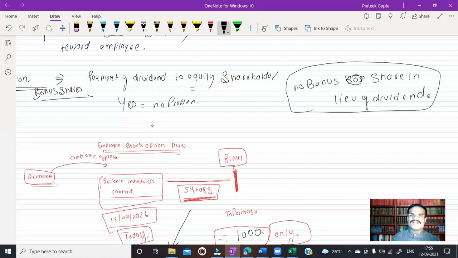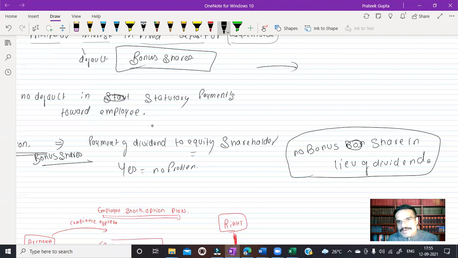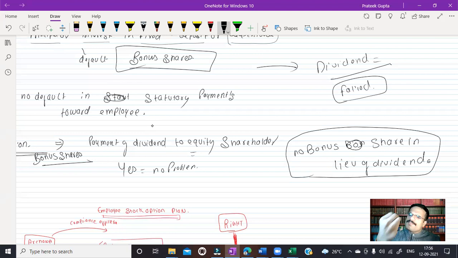Dhyan se samajhna. For example, the company has declared the dividend on the equity shares. Okay. But the company failed to give the dividend to the equity shares. Ab dhyan se samajhna. If company says, ki beta, bhool jao apna dividend, instead of dividend, I am giving you the bonus shares, this is not allowed. But if company is saying, beta, main aapko bonus shares bhi de dungi, main aapko dividend bhi de dungi, this is allowed. That's the loophole, Sunil Yadav sir. That's the loophole, beta.